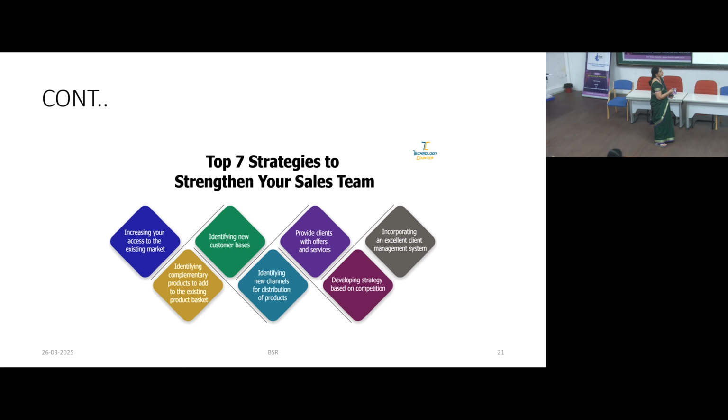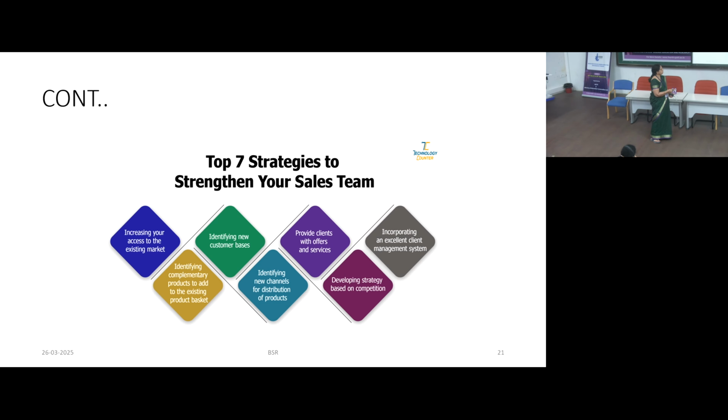And identifying new customer bases. New customers, where are they? How do I find these new customers, right? Schools are the best example. The first class student becomes a second class student next year, and you have to fill the seats for the class. Yes or no? MBA first year students will go into the second year, and the first year is empty. We keep on improvising on the new customer base and identifying new channels of distribution of products. All kinds of online selling is happening for different kinds of products that we can take as an example. Provide clients with offers and services.